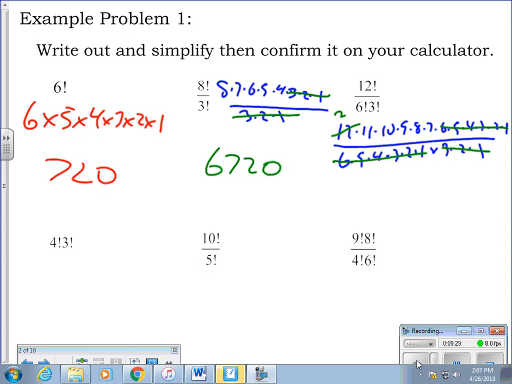I have to multiply that together. Now, if you're doing this on your calculator, anything that's in the numerator is multiplied. Anything that's in the denominator is divided. So do 12 factorial divided by 6 factorial divided by 3 factorial. Because anything in the bottom is division, anything in the top is multiplication. You pick one of the ones on the top, start with that, then multiply by anything else that's on the top, and divide by anything that's in the bottom.